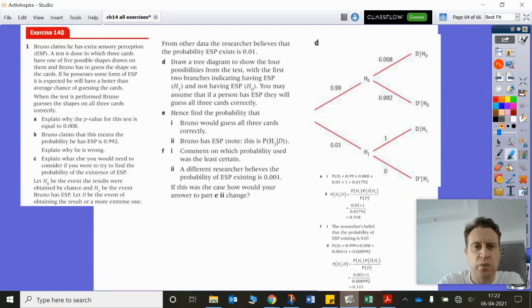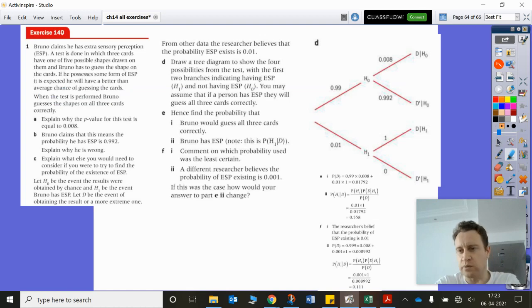Okay, just coming back to the wording of E part 2 here. It said, hence find the probability that Bruno has ESP. I think I was waffling a little bit on this one, and they say here, this is the probability of H1 given D. I think the probability that Bruno has ESP is H1, and H1 is 1%. But what they're really saying is, what's the probability that he has ESP, given that when the test is performed, Bruno guesses the shapes on all three cards correctly.